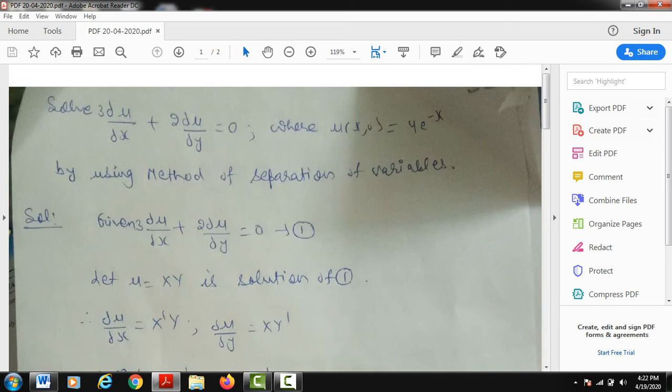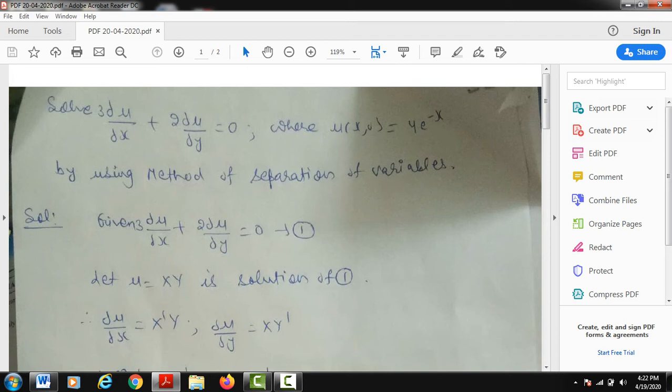So the given equation is 3 ∂u/∂x + 2 ∂u/∂y = 0. We will take this equation as number 1. Now what will you do? You will take the dependent variable on one side, equal to the product of the other independent variables. So here u is dependent, x and y are independent.